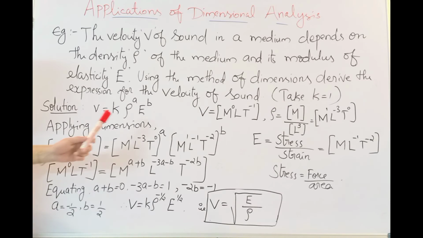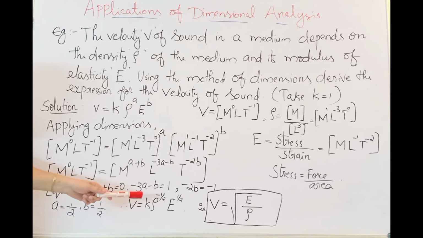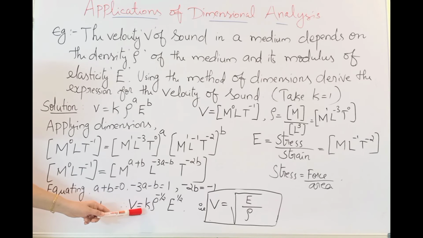Now what we can do? We can substitute the values of a and b in first equation. Yes, that is v is equal to k into rho raised to minus half e raised to half. Okay, that we can just rearrange this, because rho raised to minus half is root of 1 by rho, isn't it? Then what about e raised to half? That is root e. Then how we can write it together? V is equal to root of e by rho. So that is the expression for finding the velocity of sound in a medium.